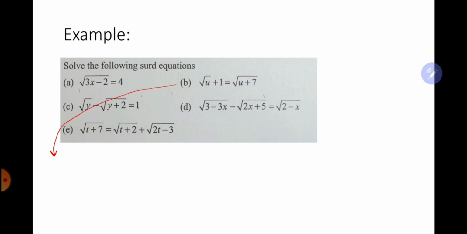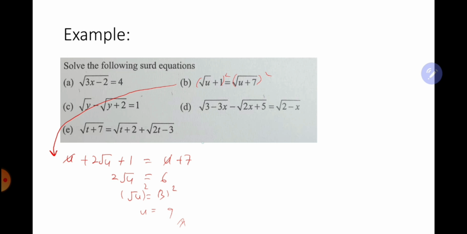Okay, for example B, kita boleh je square both sides. We will get u plus 2 square root u plus 1 equals to u plus 7. Then the u cancels out and you will get 2 square root of u equals to 6. So square root u equals to 3. Then you kena square balik, so you will get u equals to 9. So that's your answer. Senang je kan.